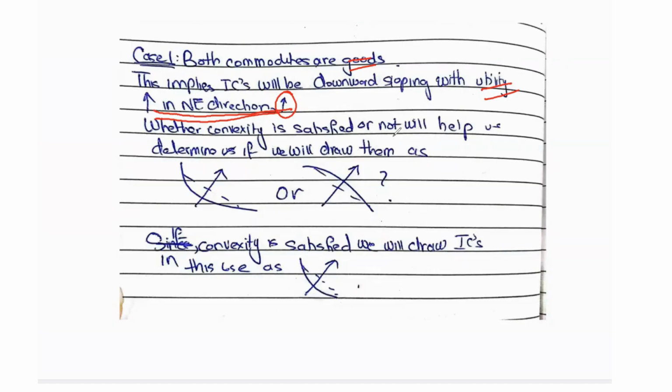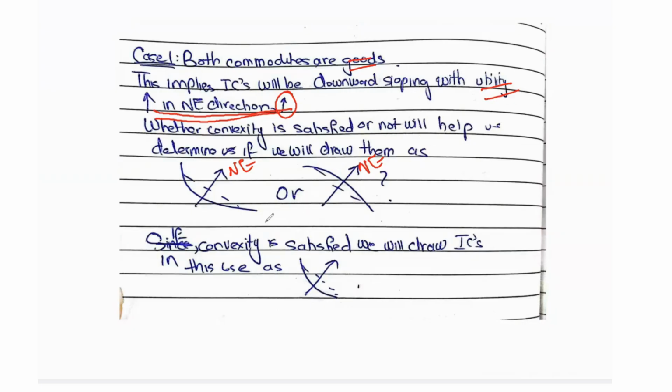Now, we know the IC is downward sloping and utility increases in the northeast direction. You can either draw it like this. This is also downward sloping, utility increasing in the northeast direction. This is also downward sloping and utility increasing in the northeast direction. So using the fact that both commodities are goods, we established two things: the IC will be downward sloping and utility will increase in the northeast direction. That is the monotonicity related part.